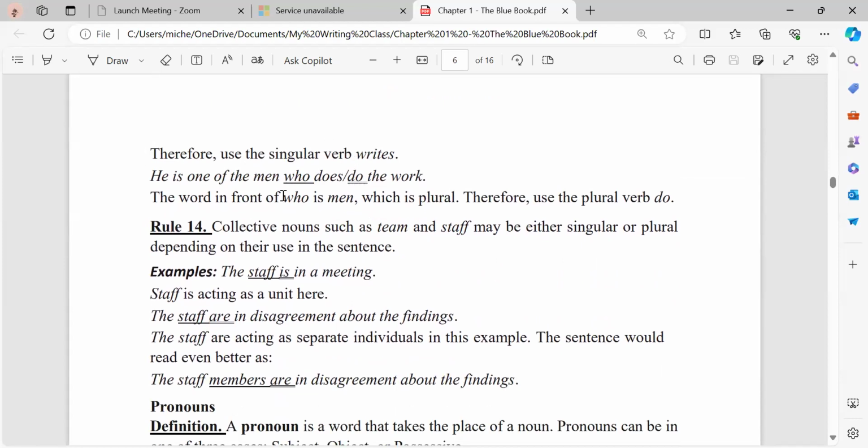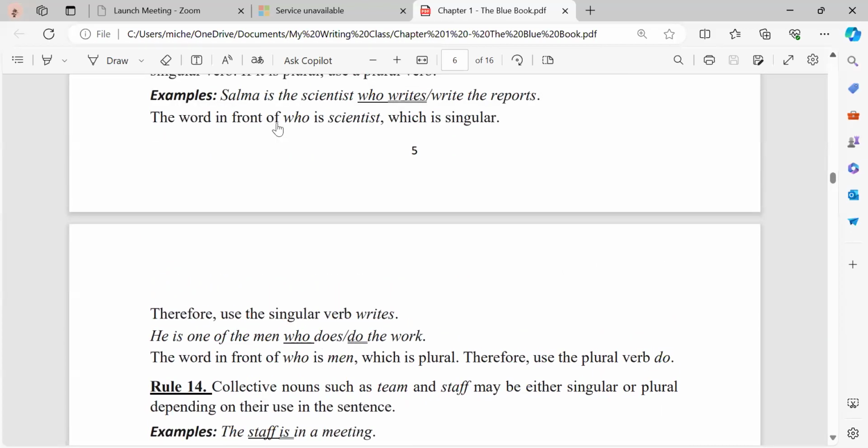Okay. "He's one of the men who does or do the work." So should we use does or do? Does is singular, and do would be the plural. The word in front of who is men. So we just need to see the subject before the word who. Scientist right here, and then this is men. We're not talking about the he, we're talking about the men, which is right in front of the word who. And men is plural. So that's why we use a plural verb, which is "do" right here.